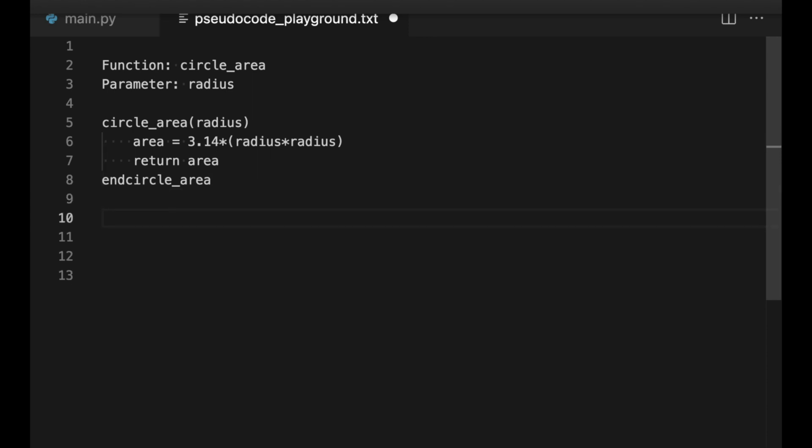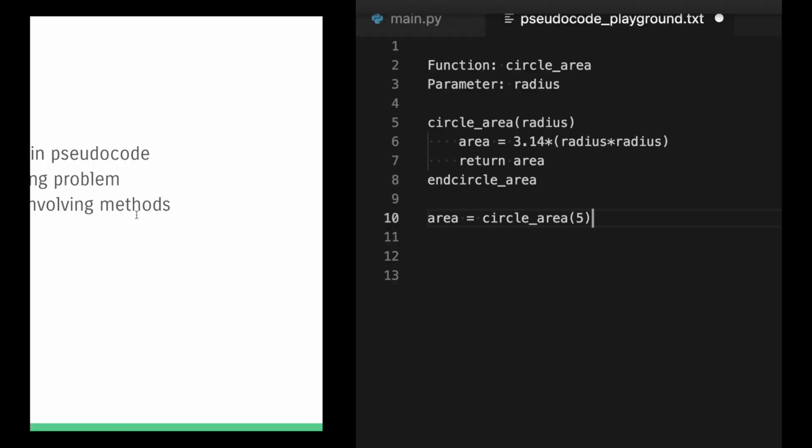If we wanted to call this method, we might say area equals circle area, and then a radius of, I don't know, like 5. And then we would get our answer, which would be stored in area. So now that we have a basic idea of the syntax of methods in pseudocode, let's go ahead and look at a coding example.